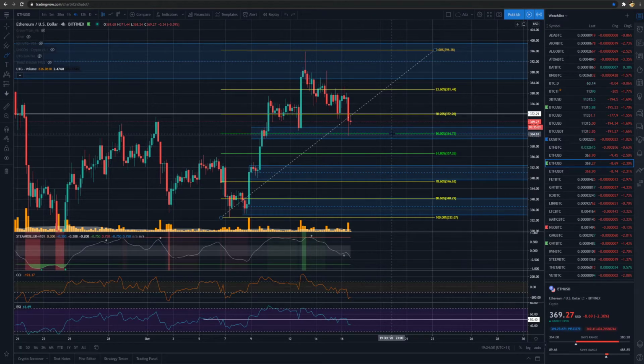So right now, waiting for that break of demand. If we get that break of demand, or even a close underneath this 50 Fibonacci level, that 61, 357.26 area is going to be on the cards for me. Next one.